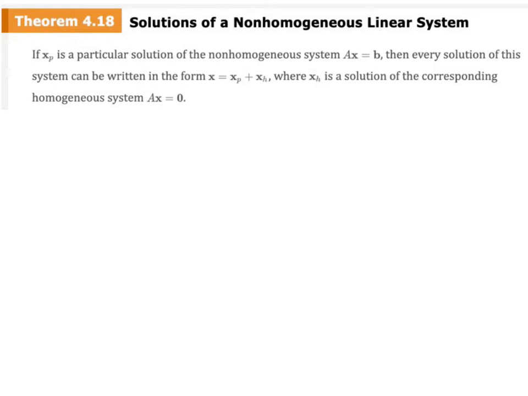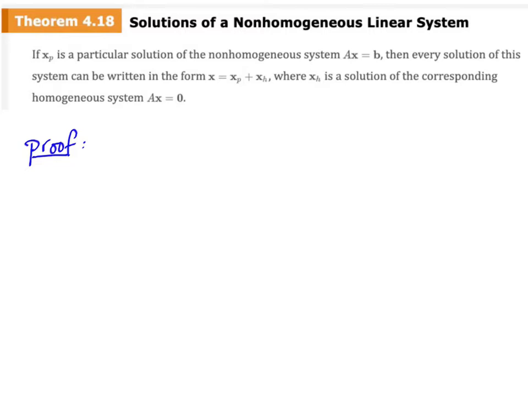So if X sub P is a particular solution of the non-homogeneous system, AX equals B, then every solution of that system can be written as X is equal to X sub P plus X sub H, where X sub H is a solution to the homogeneous system. Now let's go through the proof of this theorem, because I think the proof is quite simple and yet a little bit mysterious, and so I want to go through it.